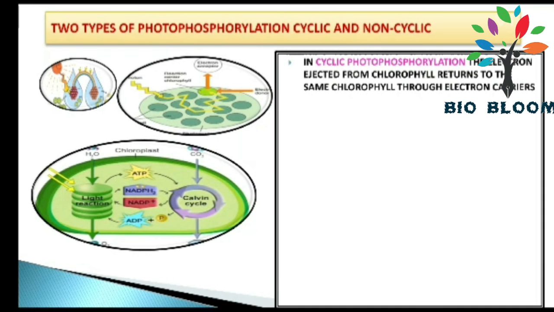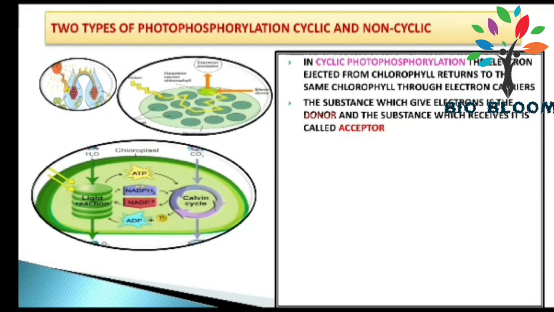What is cyclic photophosphorylation? In cyclic photophosphorylation, the electron ejected from chlorophyll returns to the same chlorophyll through electron carriers. So it ejects and returns to the same thing. So it is called cyclic. Whereas the substance which gives the electron is the donor and the substance which receives it is called the acceptor.